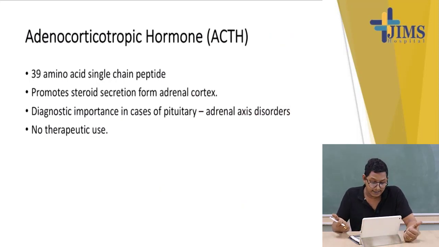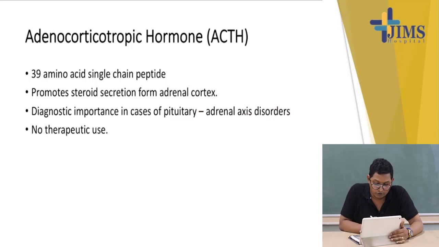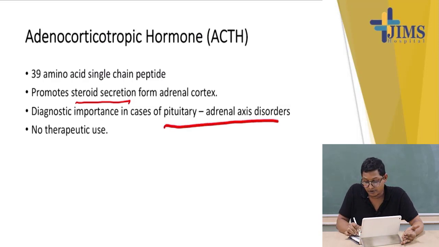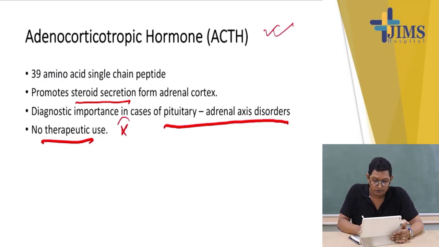Same thing with ACTH, which is adrenocorticotropic hormone, a 39 amino acid single chain peptide. It promotes steroid secretion from the adrenal cortex. ACTH only has diagnostic importance for diagnosing pituitary adrenal axis disorders, and no therapeutic use, because we can always give corticosteroids rather than giving ACTH. So no therapeutic use, only diagnostic use.